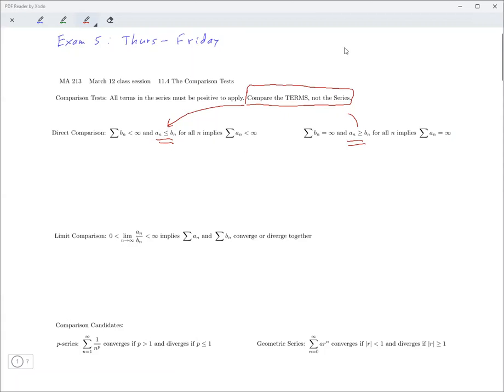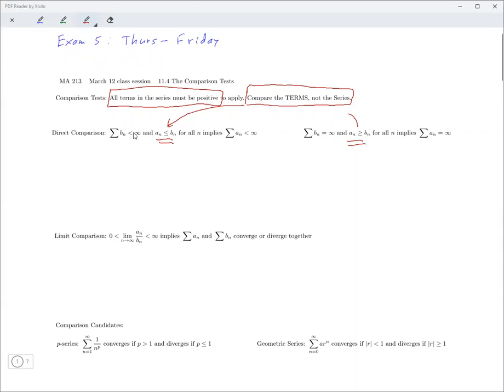Okay, not saying, oh, the series A sub n is less than or equal to the series, the summation B sub n. No, you don't do it that way. Just compare the terms. Okay, so here's how direct comparison works. Let's run through this first one. So if you have a series B sub n, and also another thing that you need is all the terms in the series must be positive to apply this. Okay, so everything here is assuming that all the terms are positive, in the series of A sub n and in the series B sub n.